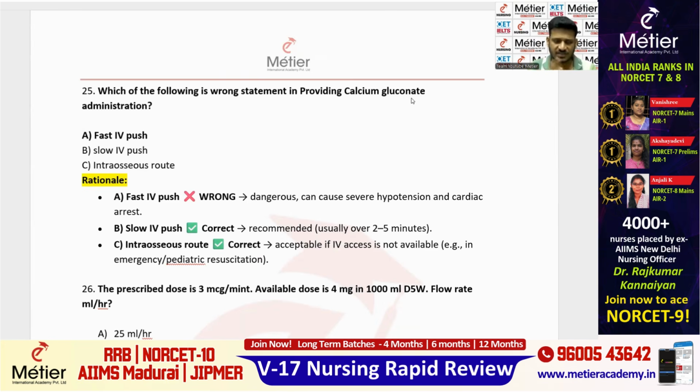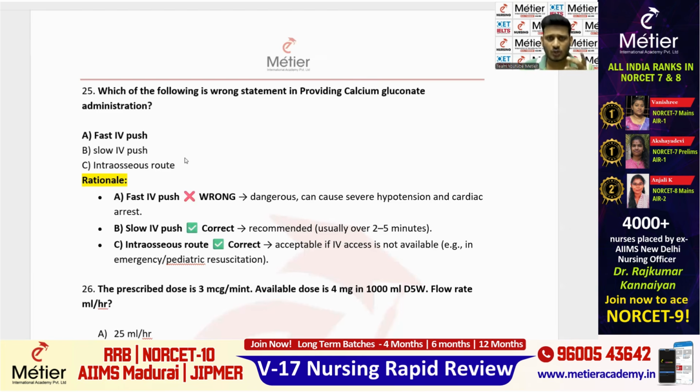So this is the question and the answer options. Here it is a wrong statement except question. So here the right answer is option A, that is fast IV push should not be done. Fast IV push should not be done while giving calcium gluconate. Clear with the concept, guys? Yes, always when you are giving calcium gluconate, the cardiac monitor should be there. Slowly, for 1 to 2 minutes, you have to slowly push the IV calcium gluconate.